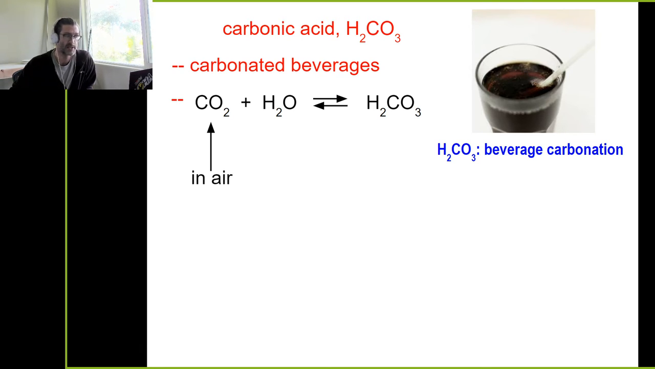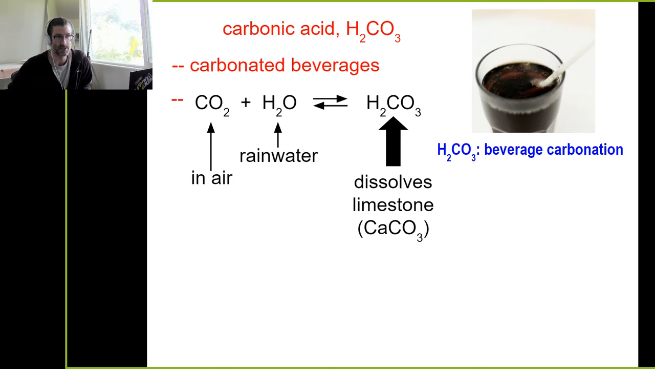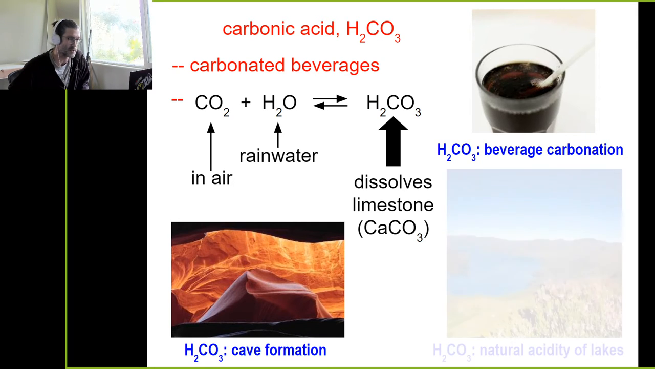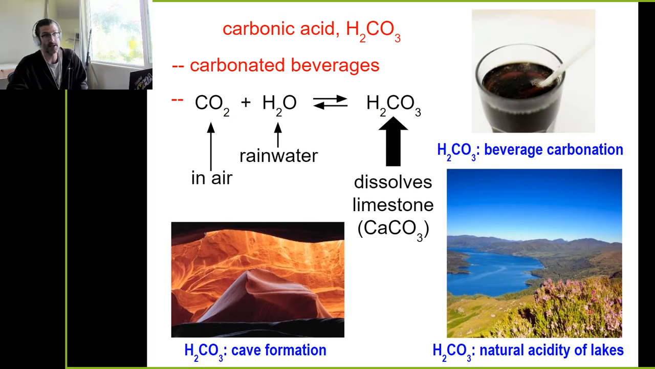Similarly, if we just increase the amount of CO2 in the atmosphere, we can get a higher concentration of H2CO3, or carbonic acid. So if we do that in rainwater, we can end up dissolving limestone. And if we do that over time, we can get cave formation. So this also contributes to the natural acidity of lakes. And if we keep pushing CO2 into the atmosphere, eventually we'll increase the acidity of all of our bodies of water.